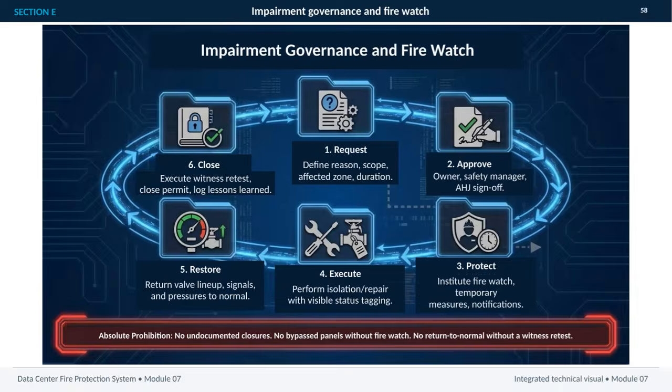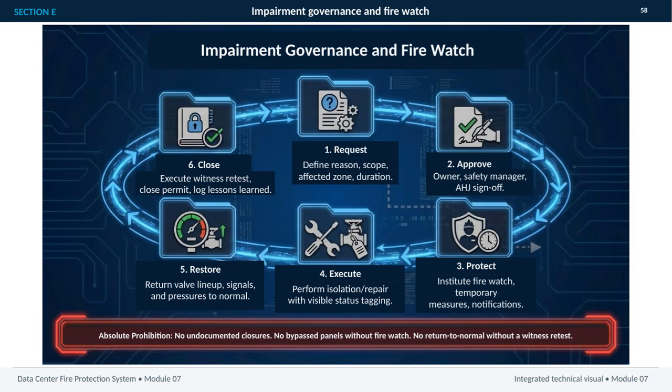This slide presents a 6-step control process for managing fire protection impairments, from the initial request through final closeout. The key principle is that every impairment must be documented, approved, protected, executed, restored, and witnessed before it is considered complete. First, the request defines the reason, scope, affected zone, and expected duration. Next, approval requires sign-off from the responsible owner, the safety manager, and the authority having jurisdiction.